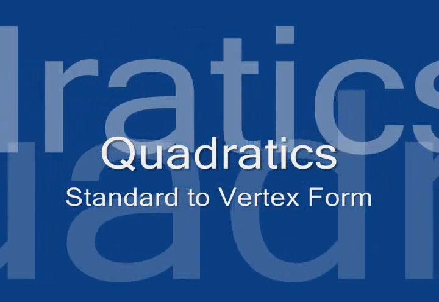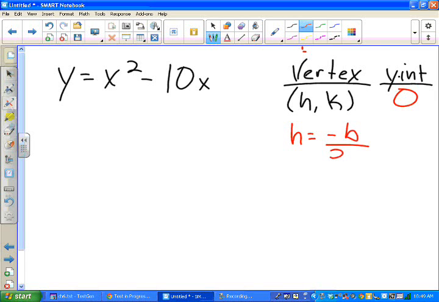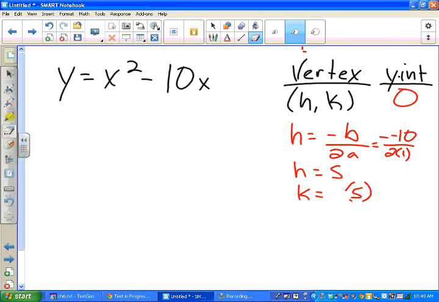Okay, we're going to solve a quadratic equation from standard to vertex form. So we need to get h, k, which is the vertex. H is simple. We just take the formula. H is equal to negative b over 2a, where b is negative 10 and a is 1. And when we plug that into the formula, we get h is equal to 5.